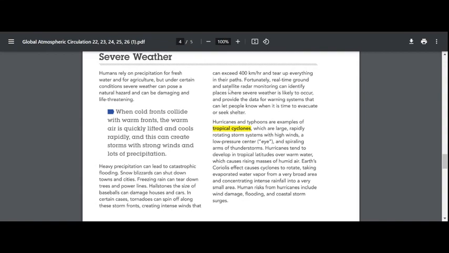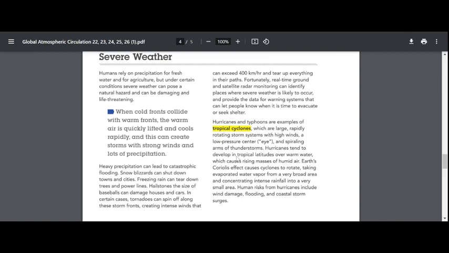Fortunately, real-time ground and satellite radar monitoring can identify places where severe weather is likely to occur and provide the data for warning systems that can let people know when it is time to evacuate or seek shelter. Hurricanes and typhoons are examples of tropical cyclones, which are large, rapidly rotating storm systems with high winds, a low pressure center, or the eye, and spiraling arms of thunderstorms.